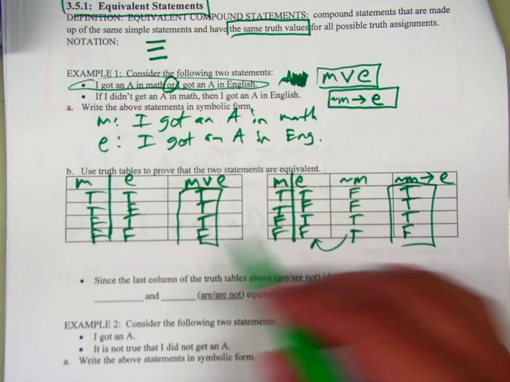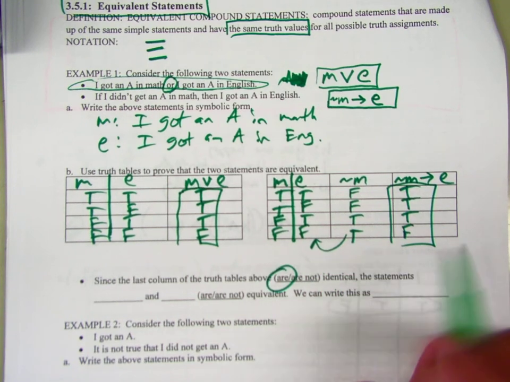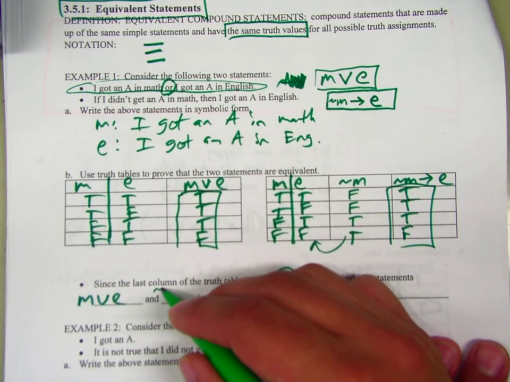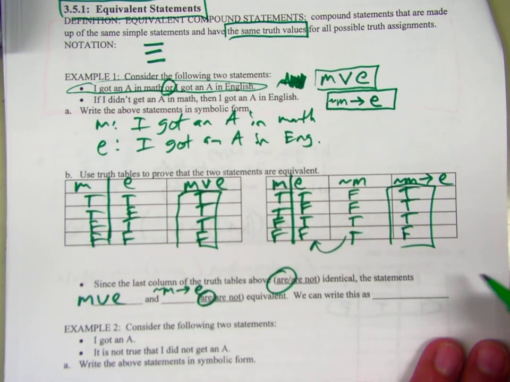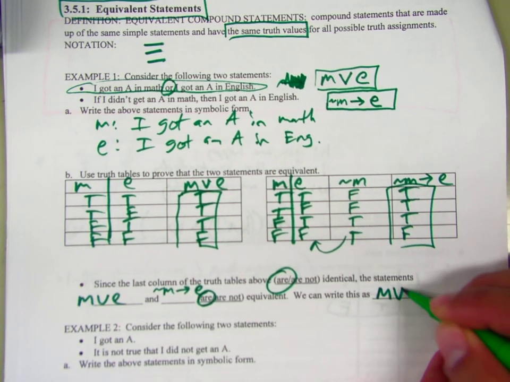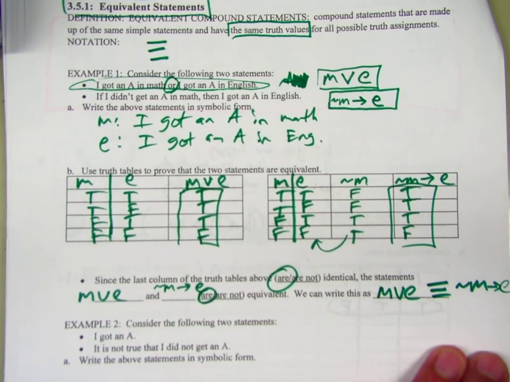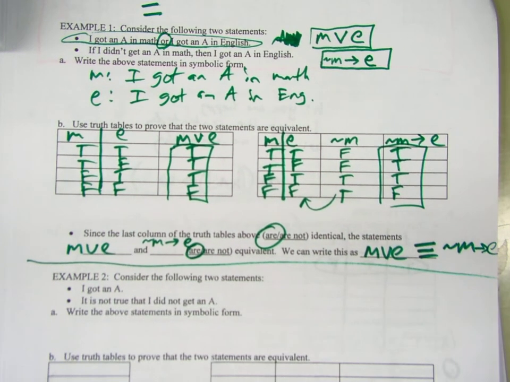So now we say, since the last column of the truth tables are identical, the statements M or E and negation of M, then E are equivalent. And you would write that using that new notation with that triple line. And that would be it. Okay? That's as far as we're going to get today.